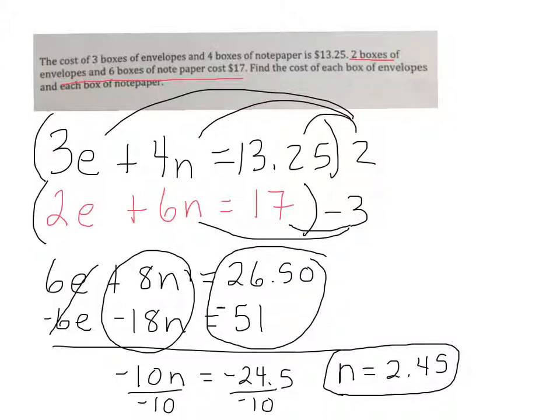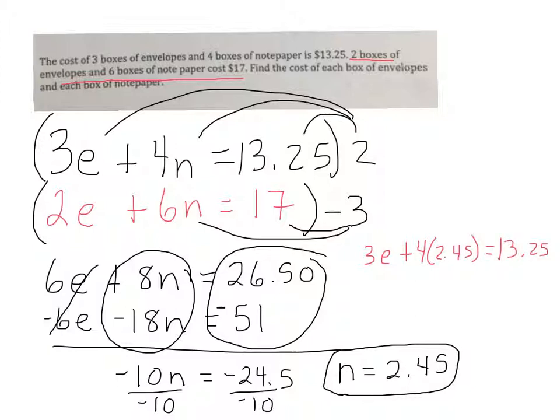Right? And so now I'm going to take that and plug it into either equation for n. Okay, what I'm going to do is take 2.45 and plug it in for n in the top equation right here. Y'all see it? So I've got 3e plus 4 times $2.45 equals $13.25.